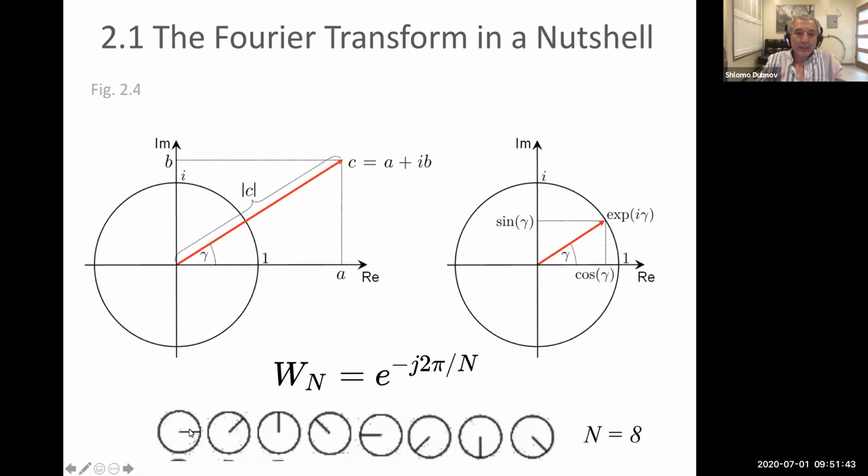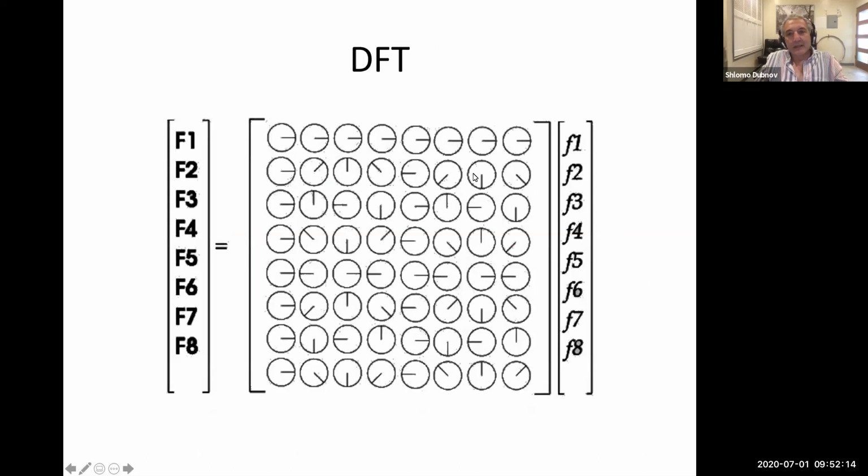The point I want to make is that we basically move around this circle, which is equivalent to having a vector of cosine samples at certain phases or certain angles, and a sample of i times sine sampled at these phases. So what we do when we do the Fourier transform, as strange as it might seem, is create a matrix.